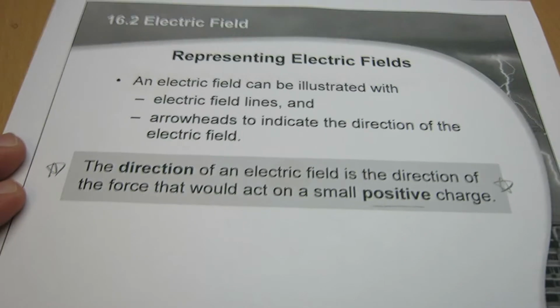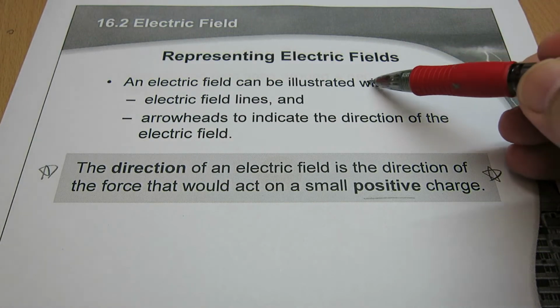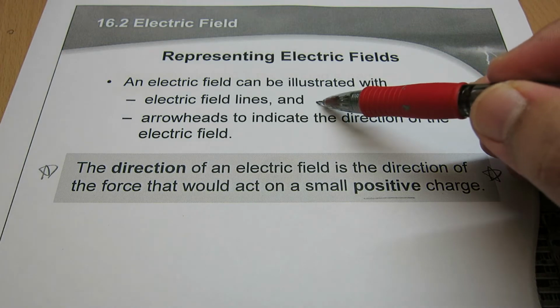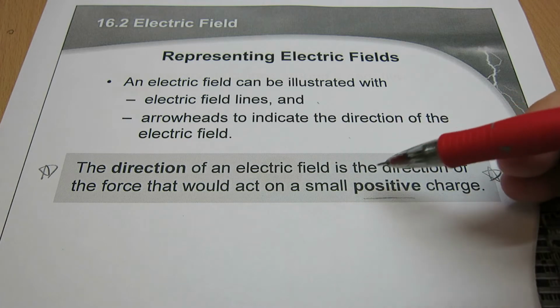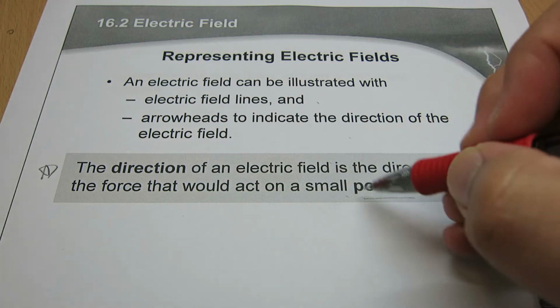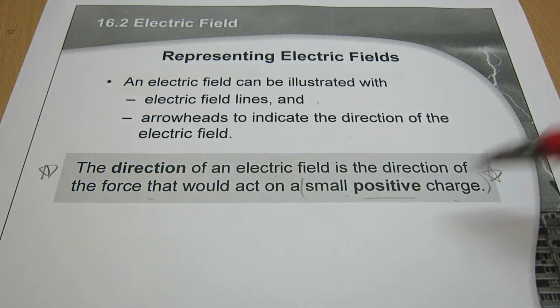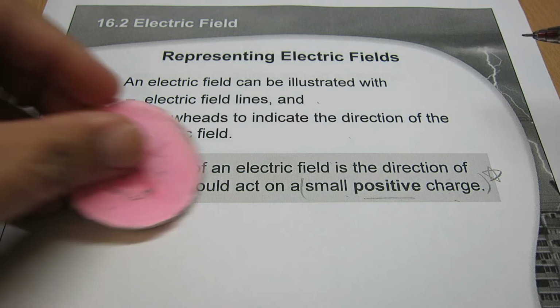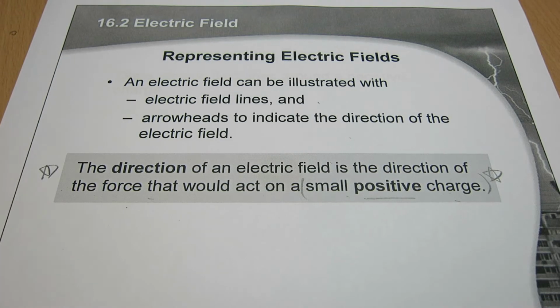Another important point is that later on I will show you how to draw an electric field, but you illustrate it using field lines with an arrowhead to indicate the direction. The direction in which we draw the electric field line, this is important, is the direction of force that is felt on a small positive charge. Right, a small positive charge. Alright, so let's have a look at how we would draw the electric fields.